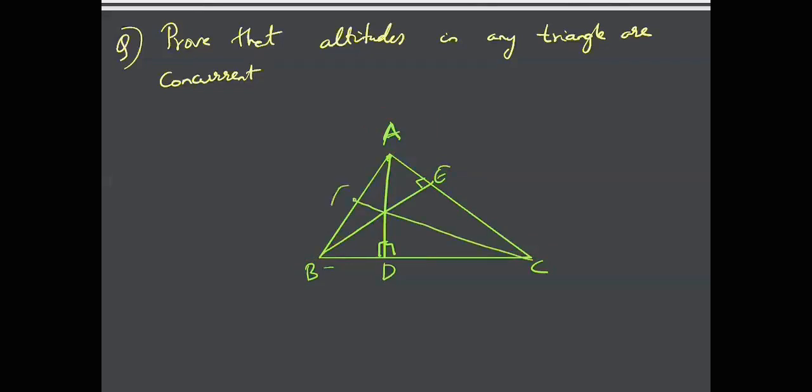Fine. So we need to prove that all these altitudes pass through the same point, and we know that that point is called the orthocenter H of the triangle ABC. Okay. So what I'm going to do is, just a second.